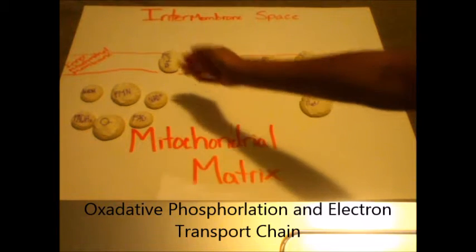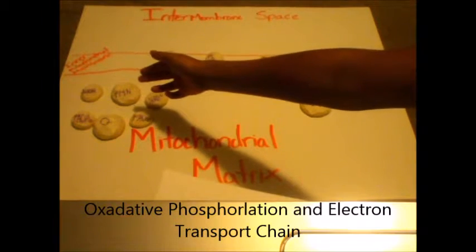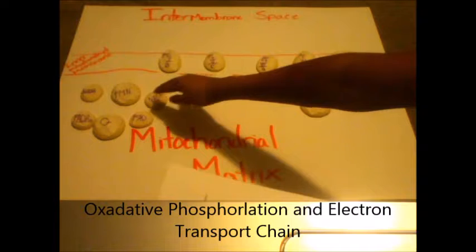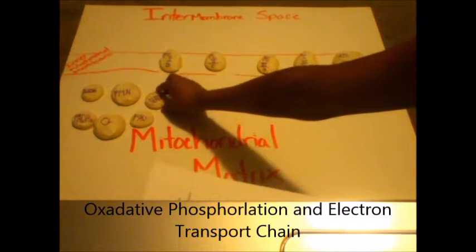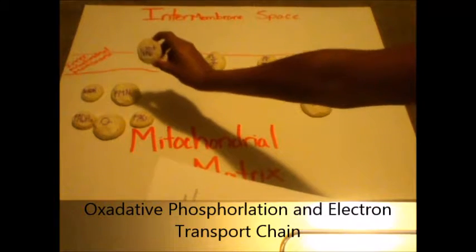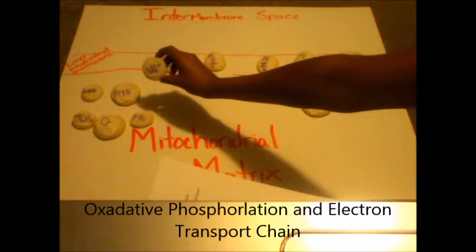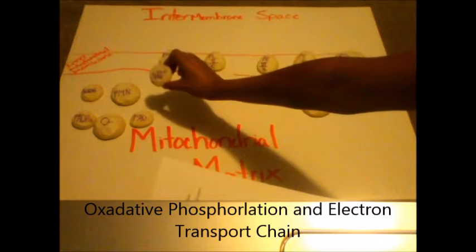So, for this purpose, we're going to use NADH. When NADH gives its hydrogen ions to FMN, it becomes NAD, which is an oxidation of NADH. An oxidation is when it loses ions.